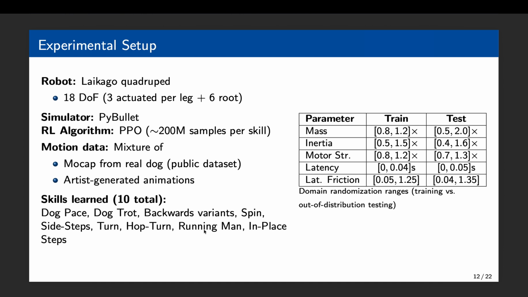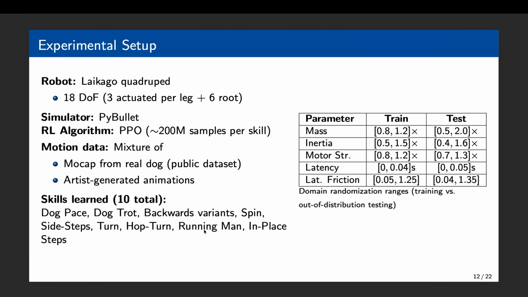The motion dataset is a mix of real dog mocap from a public dataset and artist-generated animations. In total, they train policies for 10 different skills.